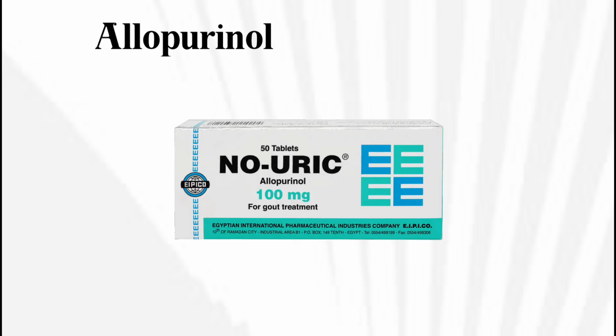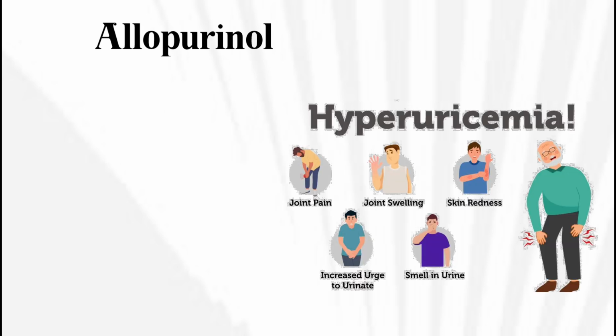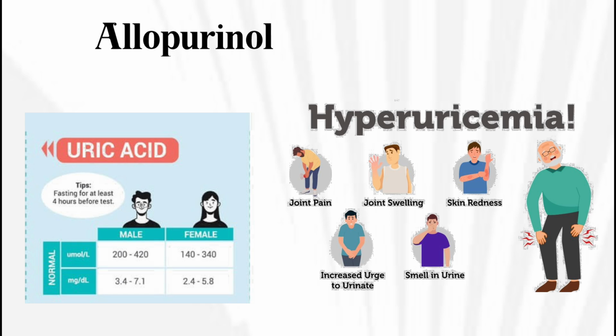Allopurinol medication is used to decrease high blood uric acid levels. The normal value in females is up to 6 milligram per deciliter, for men 7 milligram per deciliter, and 5.5 milligram per deciliter for youth under 18 years old. A high uric acid level in the blood is also known as hyperuricemia.